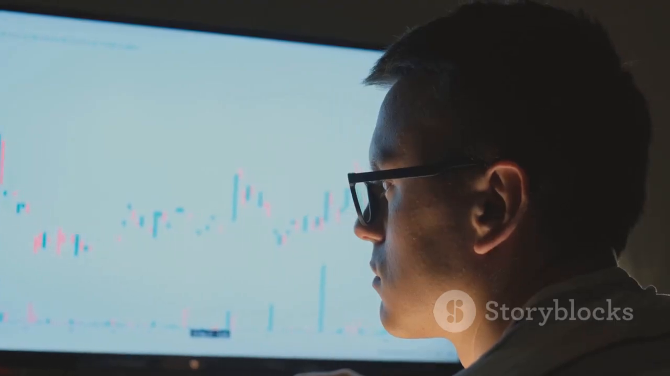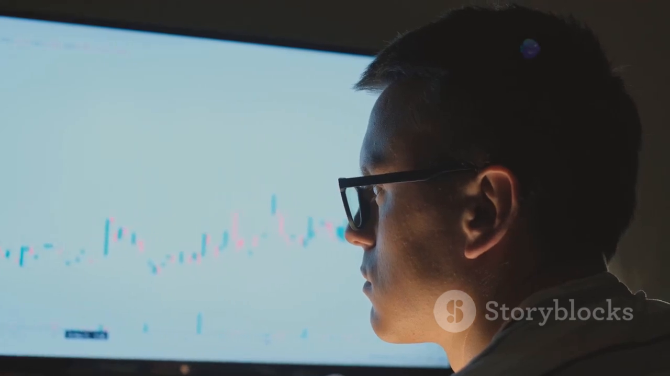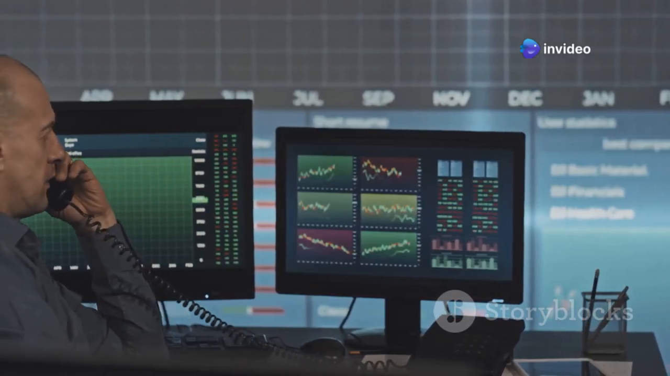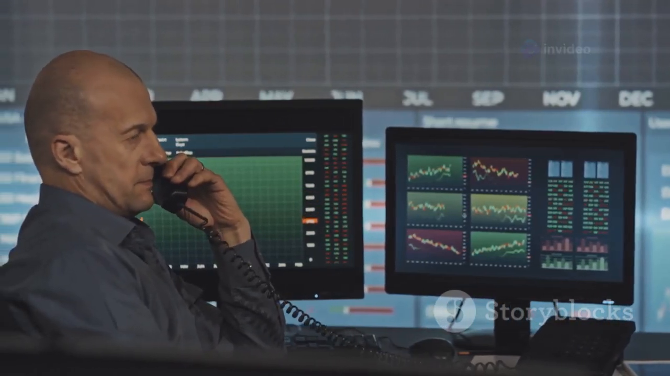Reading a stock chart might seem intimidating at first, but trust me, it's like riding a bike. With practice, it becomes easier and more intuitive. Once you get the hang of it, it becomes second nature. You'll start to see patterns and trends that were invisible before.